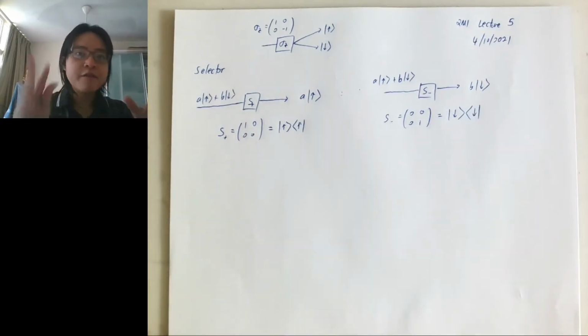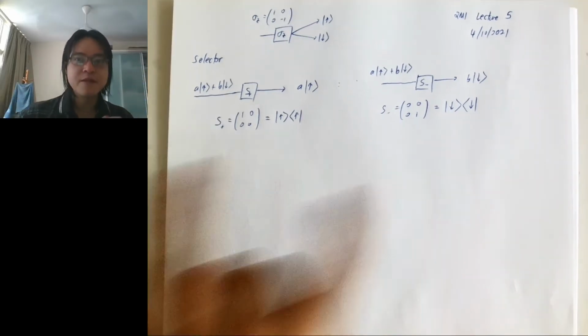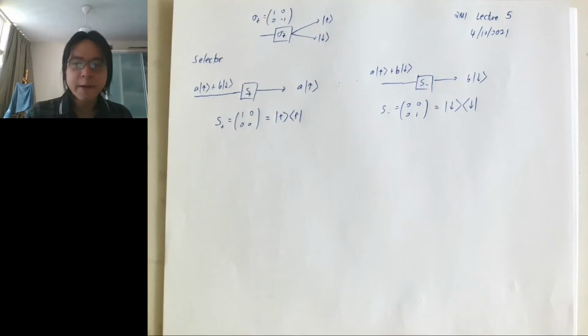So hopefully everyone by now is starting to get used to manipulating the bra-ket, right? And I hope you agree with me, it feels like playing Tetris. If you get that feeling, then you can get the essence of the bra-ket notation already. Then you're on the right track. Okay, so that is the selector.